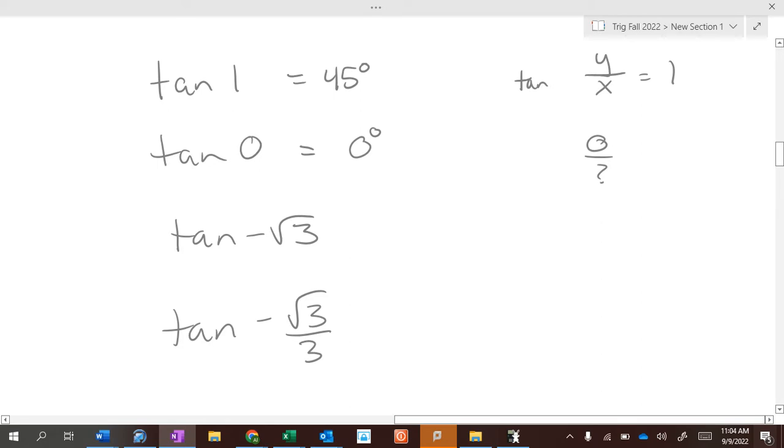No, you get to use your unit circle, but you have to memorize what x and y and y over x and 1 over x and all that. Yes, you have to memorize those. Okay, that's nice.